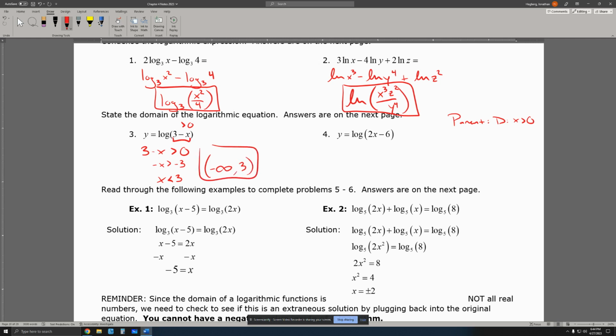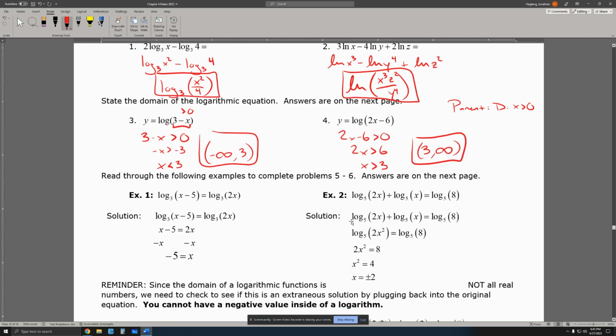Okay. For number 4, 2x minus 6 must be greater than 0. Adding 6 to both sides, 2x is greater than 6. And dividing by 2, x is greater than 3. All right, so the domain would be from 3 to infinity.